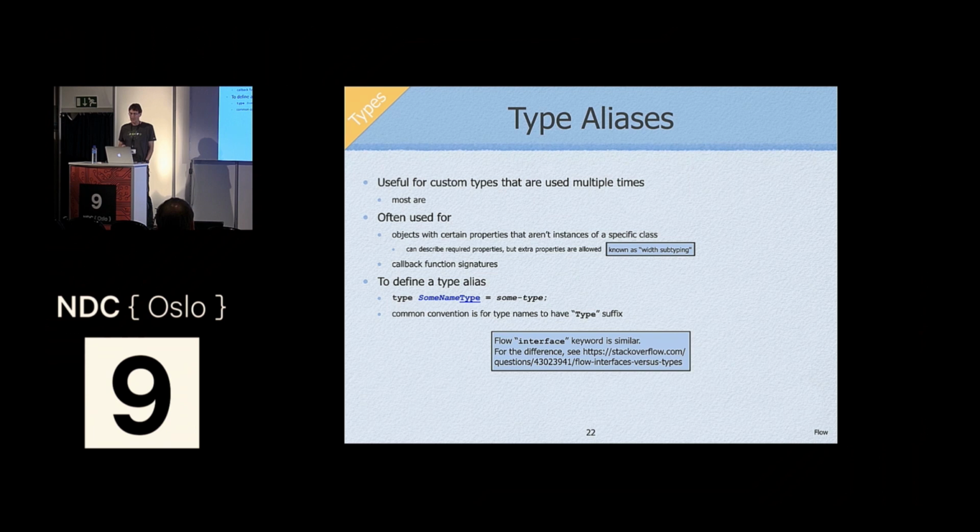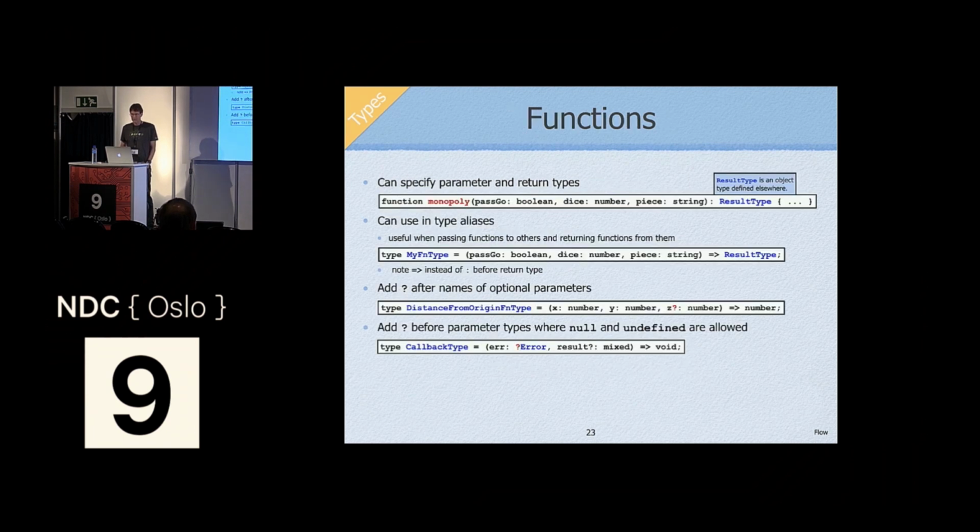Most of the time, I think you'll use type instead of interface. Here are examples of how you specify types for a function. We saw an example like this a couple of slides ago, so here's another one like that. I have this function monopoly, and I can specify whether I'm passing go, what I rolled on the dice, what piece I'm moving, and then I'm assuming that that result type is a type that I've defined somewhere else. So that's adding types to that function.